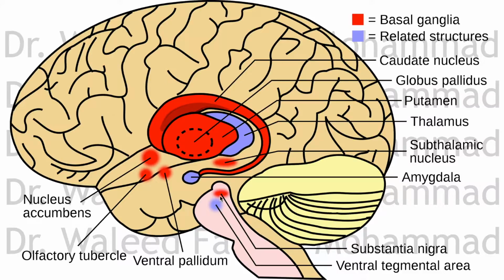We have also the substantia nigra showing here. Here, this site for the subthalamic nucleus. So these are the lentiform nucleus, which is composed of two parts, the putamen and globus pallidus. The anterior end is called the corpus striatum. It's a connection between the caudate nucleus and the lentiform nucleus. So all these are the basal ganglia in the brain.